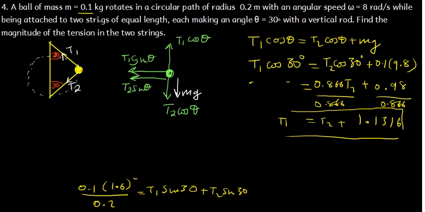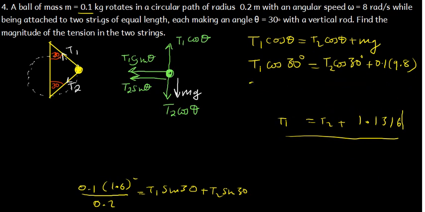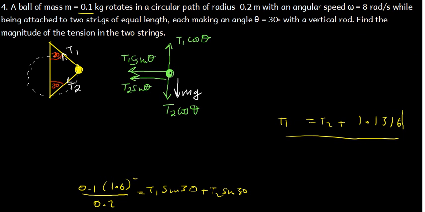So I can just remain with this equation which is here. Alright, so there is a square here. 1.6 squared is 2.56, and then multiplied by 0.1, then divided by 0.2. That is going to give us a value that is 1.28, and that is going to be equal to, since sin 30 is 0.5, 0.5 T1 plus 0.5 T2. I can divide everything by 0.5.